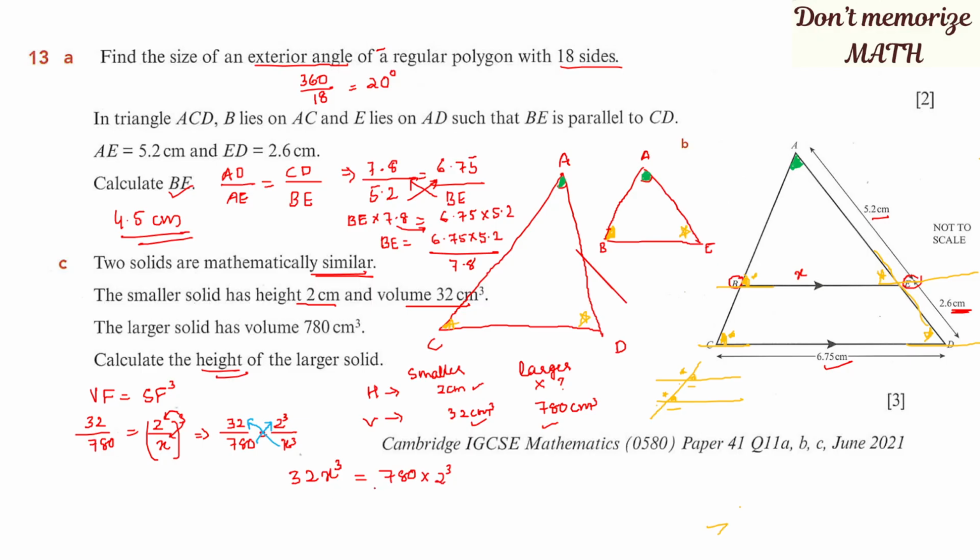Okay, so now 32 you can move to the right side, it will become x cube equal to 780 times 2 cube over 32. So to find x, you can take the cube root. So cube root of 780, I hope you can see it is not covered by anything on my screen. Okay, so take the cube root from the calculator, then inside that you have the fraction 780 times 2 cube divided by 32.